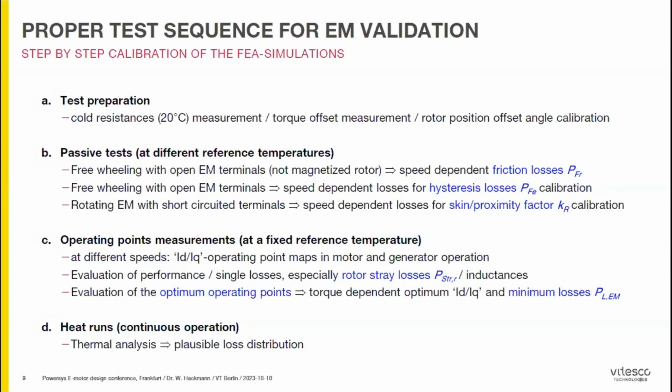At the end, to get a plausible loss distribution, we have to drive heat runs. We want to heat up the machine and check where the hotspots are. And this can be put into a thermal analysis. This thermal analysis then leads to a plausible loss distribution. And this is very important for the feedback to my simulations.